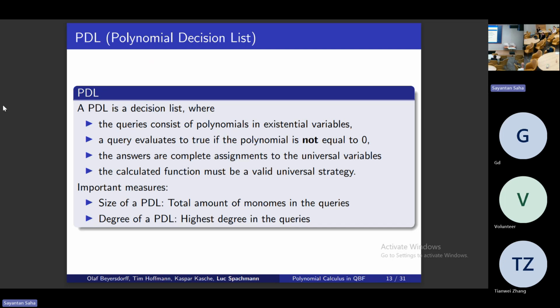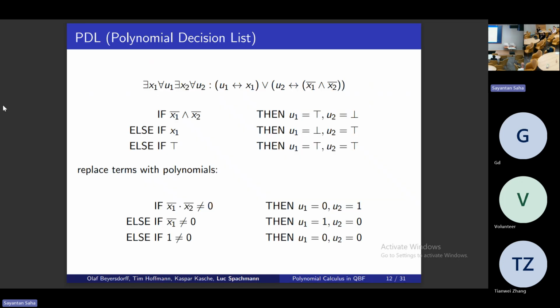Now here's a bit of a more formal definition, but I think I've already said everything. So the queries are polynomials. They are true if the polynomial is not equal to 0. The assignment is complete to all universal variables. And the calculate function must be a valid universal strategy. So it is syntactically not clear here that the universal variables can't depend on some existential variable which is right of it in the quantifier prefix, but this is just a semantic restriction that we enforce.